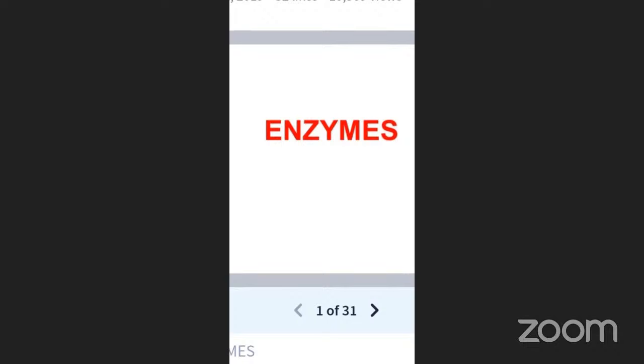Another, the fourth class, is the lyases. These enzymes catalyze the addition of groups to double bonds or vice versa. Decarboxylase enzymes and aldolase enzymes belong to the lyases. Another, the fifth group, is the isomerases.